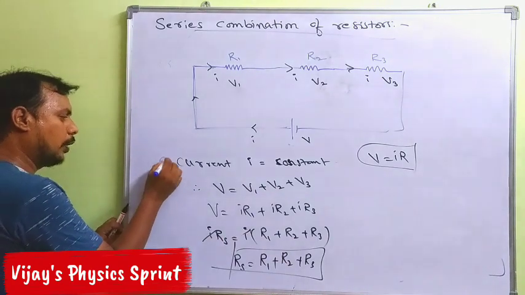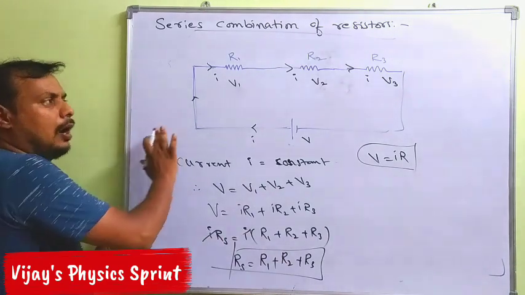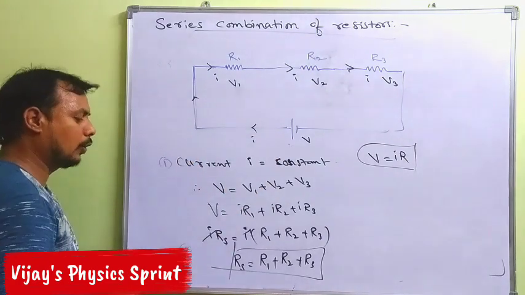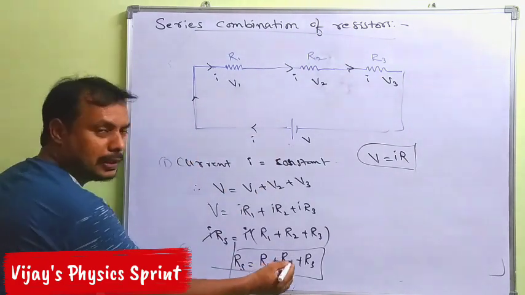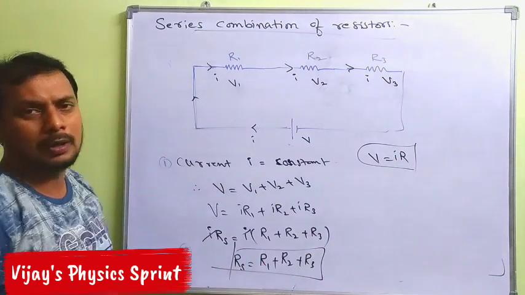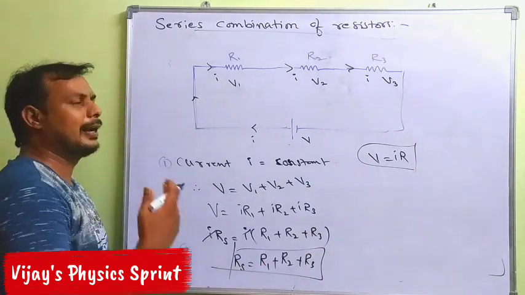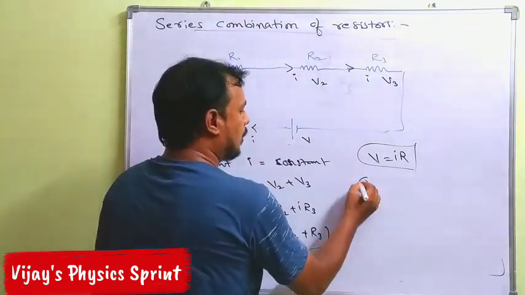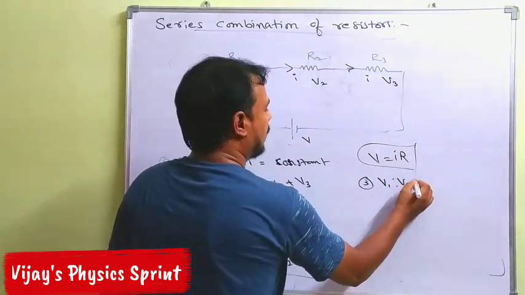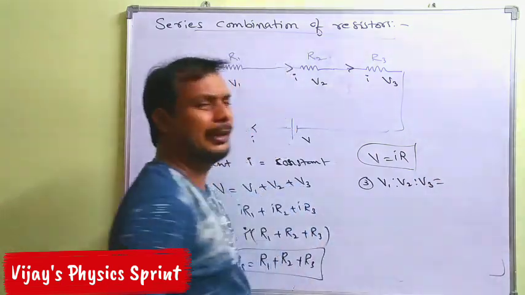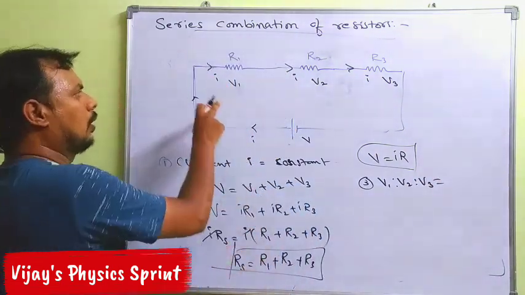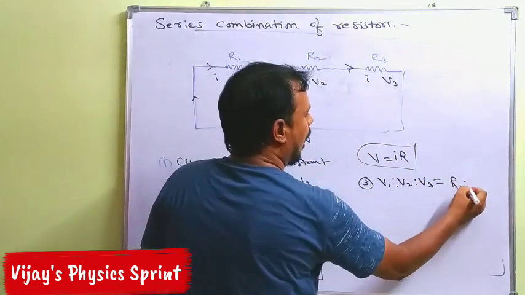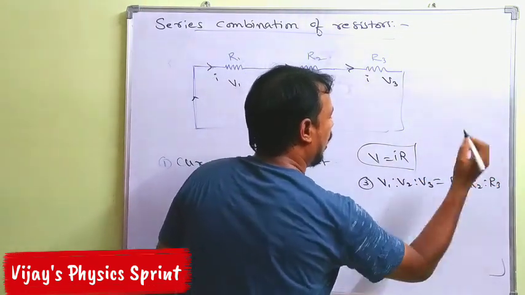So this is the first point: the current through all the components is same in series combination. And second, the total resistance is equal to R1 plus R2 plus R3. Take the sum of all the given resistors. If n resistors are there, you can take up to so on or n. Now, third one, the ratio of potential drops V1, V2, V3. The current is same, I is cancelled out, which is equal to R1, R2, R3.